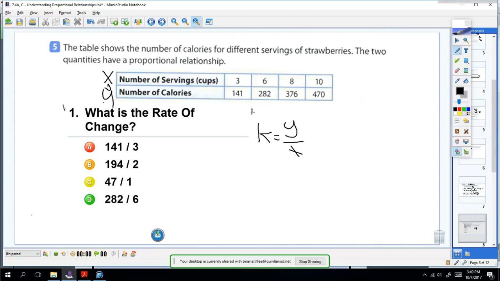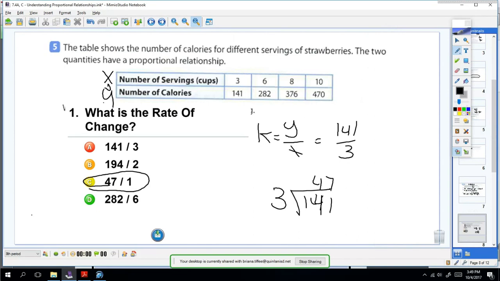That's your x, and that's your y. So 141 goes on top and 3 goes on the bottom. You're going to divide 3 into 141. When you do that, you get 47. So my constant rate of change, or my rate of change, is 47. For every one serving, it'll get you 47 calories.